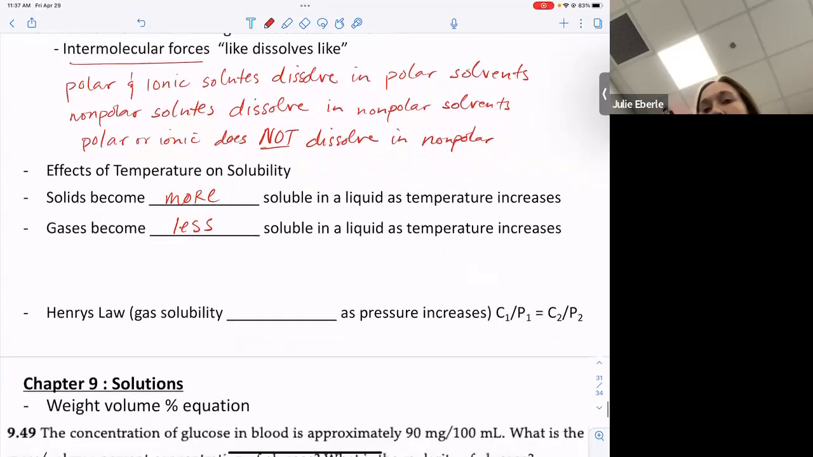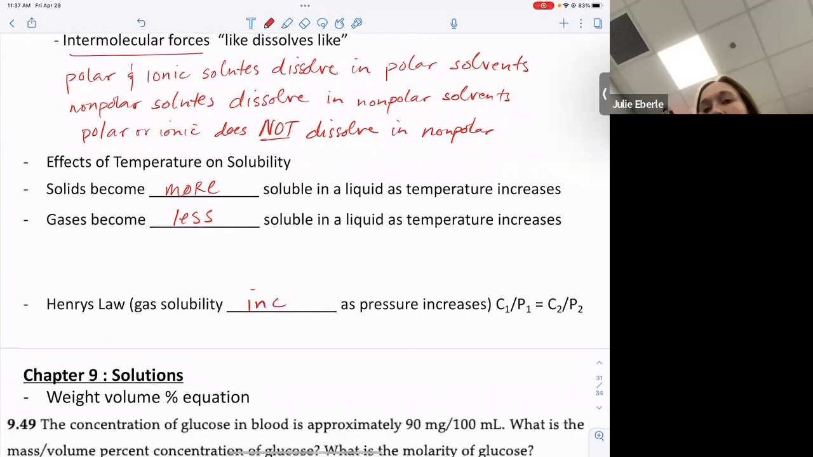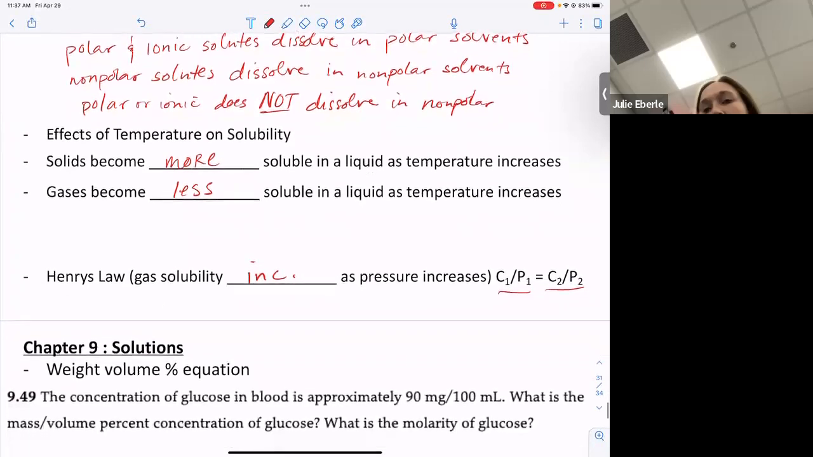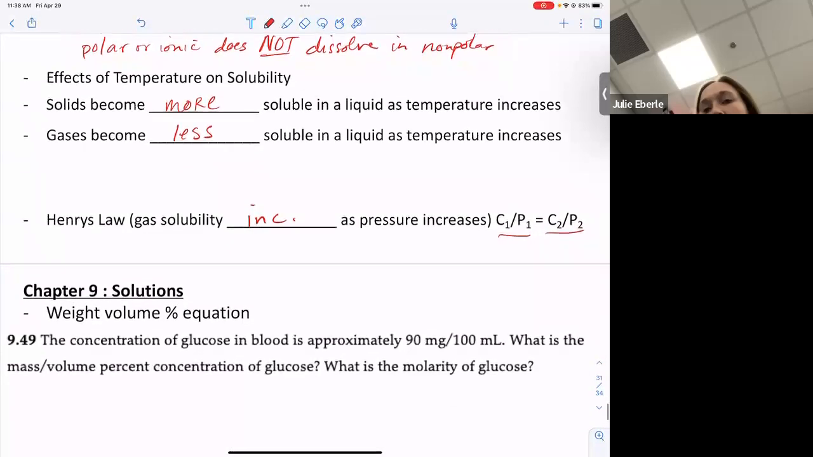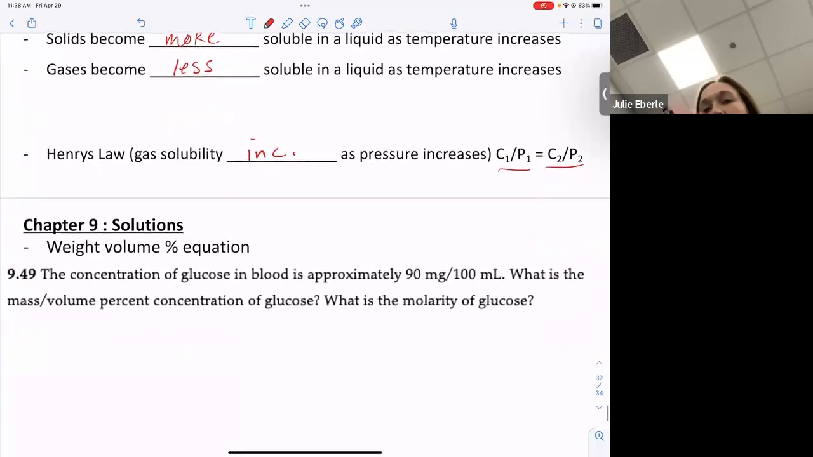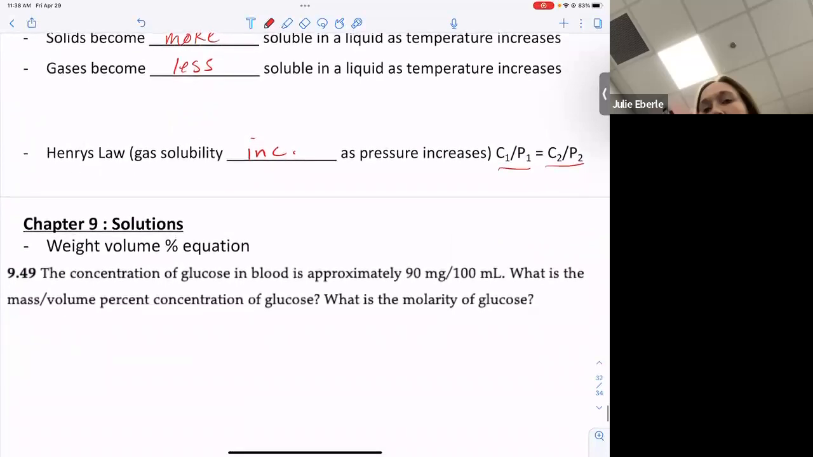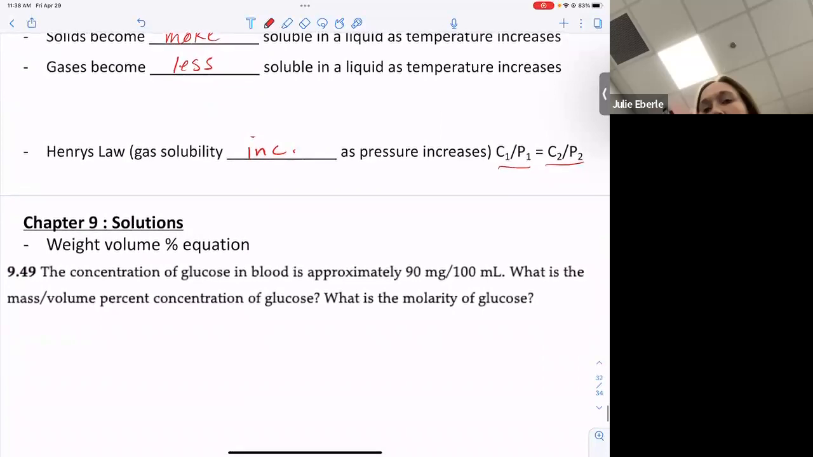This led us to Henry's law. So gas solubility increases as pressure increases. Henry's law: C1 over P1 equals C2 over P2. We just had a problem like that on exam 4. There, I would give you 3 of the 4 pieces and you're just solving for the 4th or missing piece. C stands for concentration or the solubility of the gas, the amount of gas in the liquid. P is the pressure. And you want to make sure for P1 and P2 that you have similar units. Any unit is fine as long as P1 and P2 have the same units.